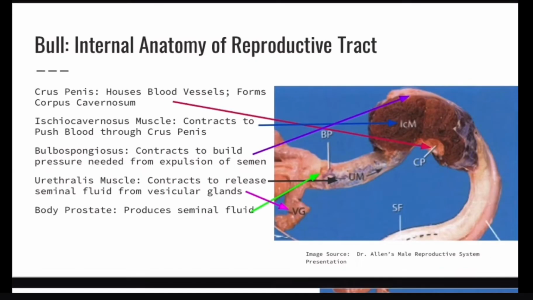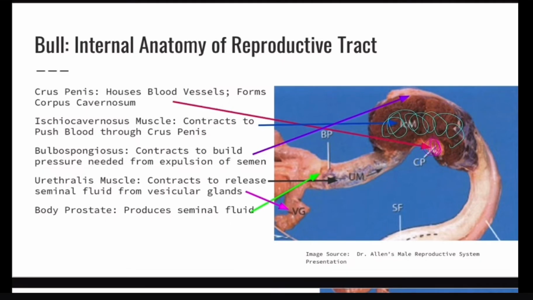The crus penis houses the blood vessels needed for erection and fuse together to form the corpus cavernosum. That's right here. The ischiocavernosus muscle works with the crus penis by contracting to force blood through the crus penis needed for an erection. That's this muscle right here.